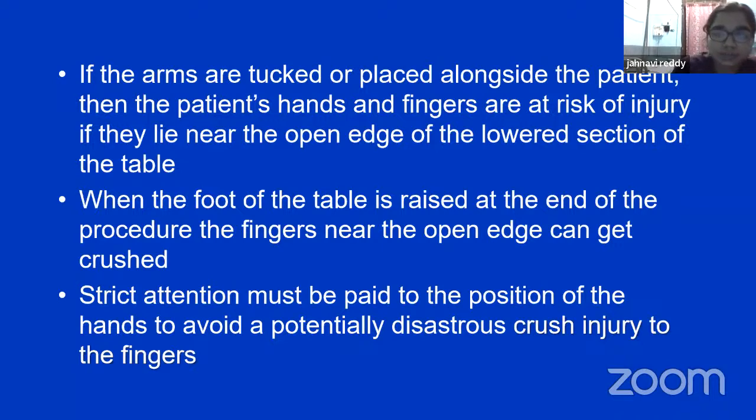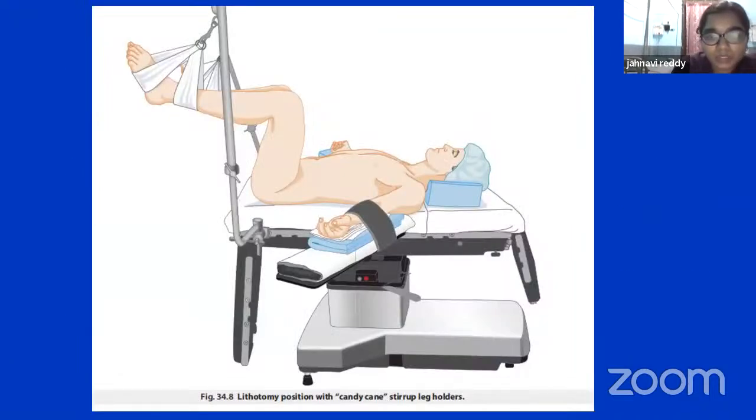In this image, we have placed the hands in abduction less than 90 degrees. Sometimes the hands can be placed by the body, so the hands will come here. And when the patient's hands are still by the side of the body after the procedure, the lower end of the table can come up and it might lead to crush injury of the hands here. So it is preferred to place the arms away from the table in abduction less than 90 degrees so that we can prevent the crush injury.